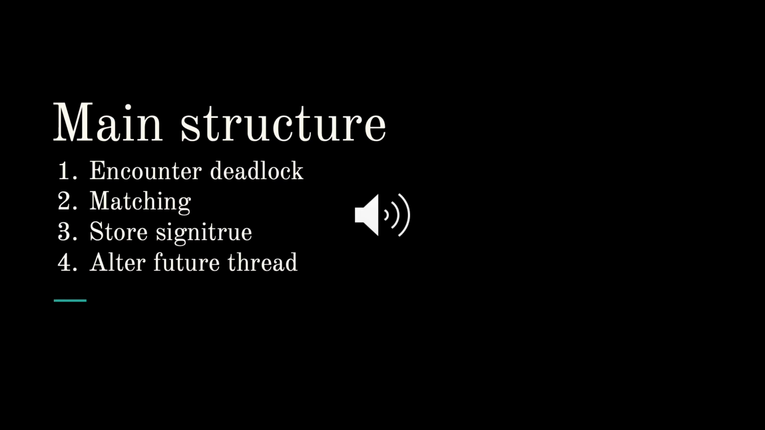So I summarize the four steps as listed on the page. Meet a deadlock, matching it in the existing storage. If it is a new one, store its signature in storage, then alter future thread schedules. The specific process is more complex than the list. Let's talk about the details.